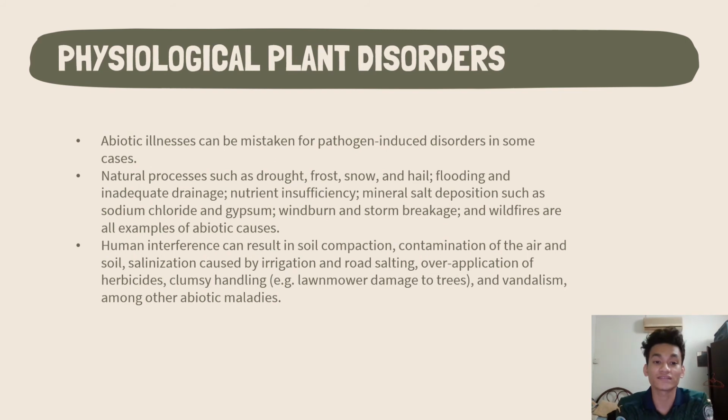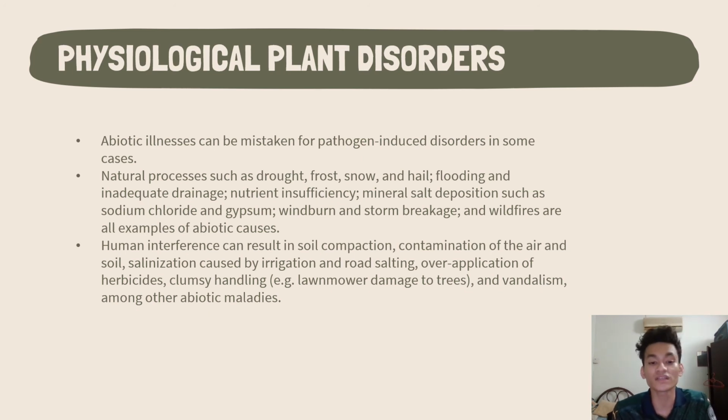Next is physiological plant disorders. Abiotic illness can be mistaken for pathogen-induced disorder in some cases. Natural processes such as drought, frost, snow, hail, flooding, and inadequate drainage, nutrient insufficiency, mineral salt deposition such as sodium chloride and gypsum, windburn and storm breakage, and wildfire are all examples of abiotic causes.